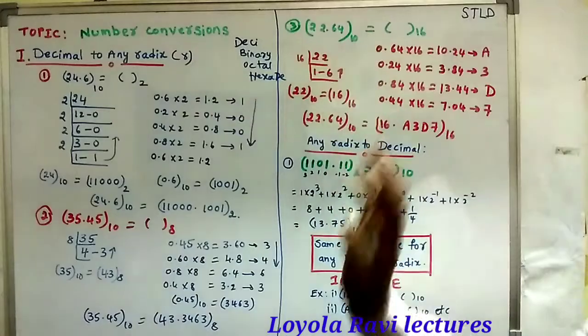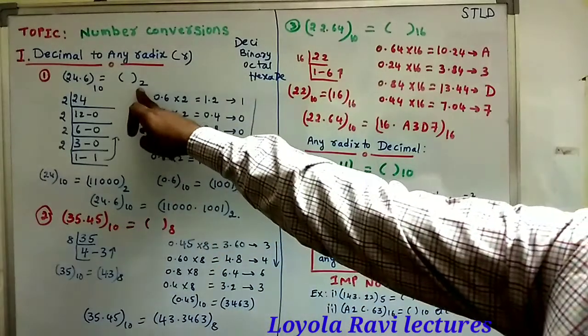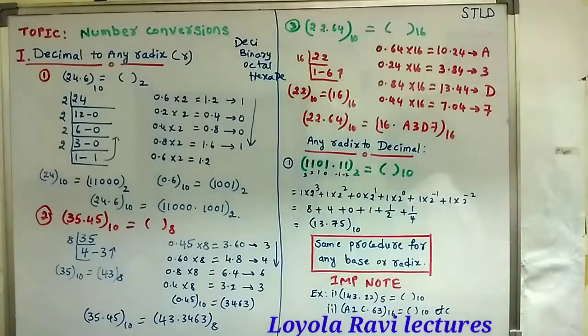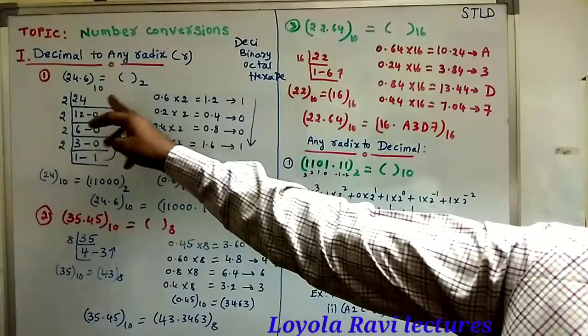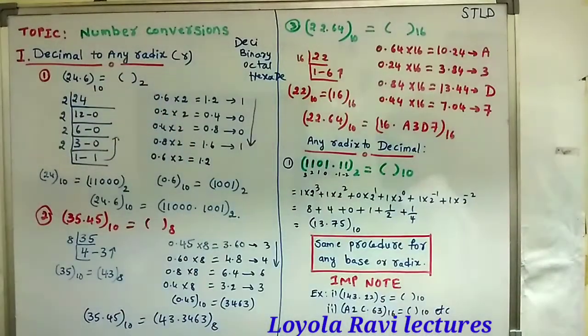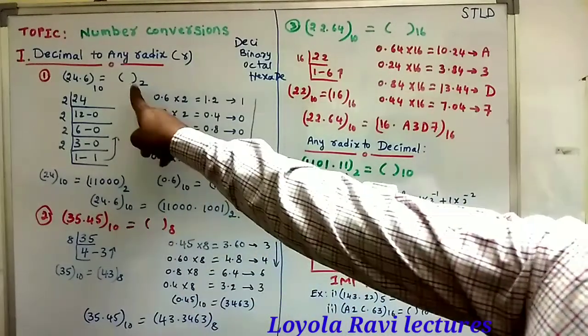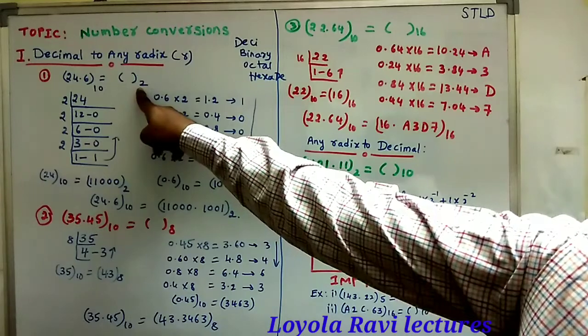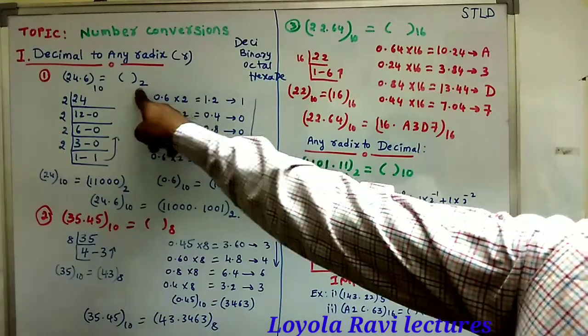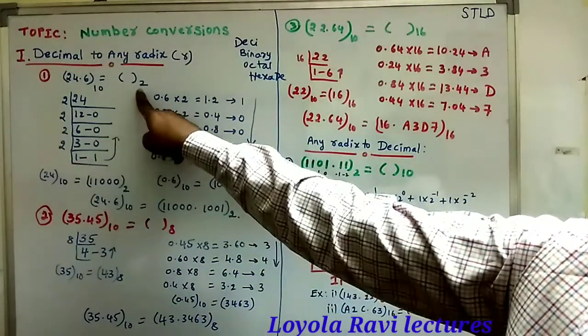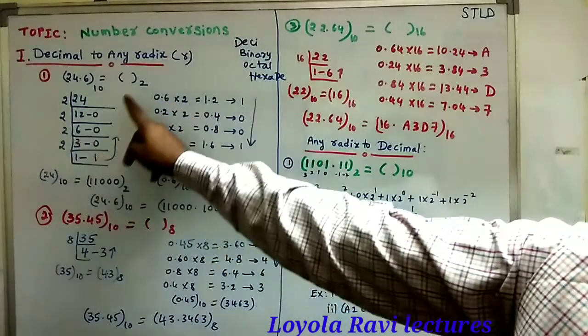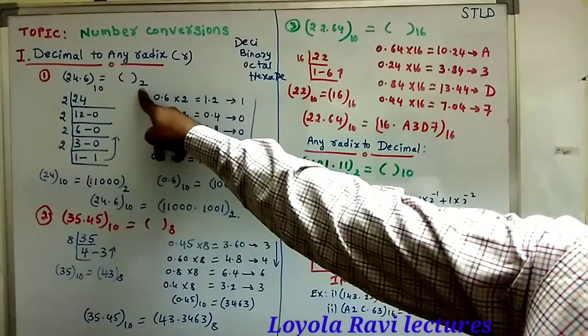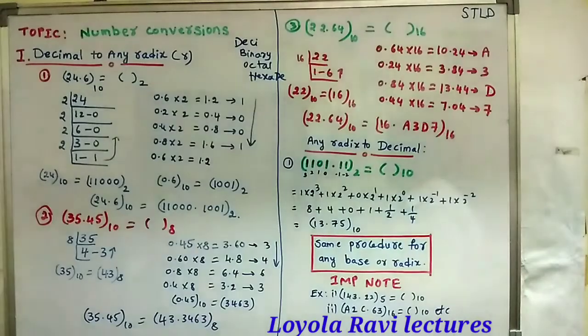Decimal to any radix. In place of radix, it may be any number. For example, 24.6 base 10, I am going to convert into binary. If you want to convert from decimal to binary, what do we have to do? We have to divide by 2, because we are converting into binary. For example, if it is base 3, divide by 3. If it is base 8, divide by 8, and so on.